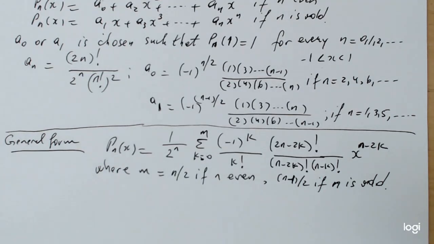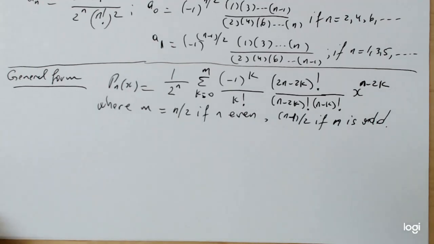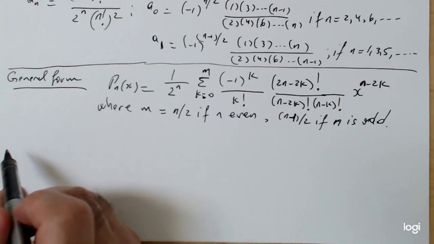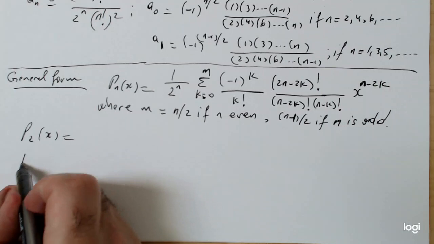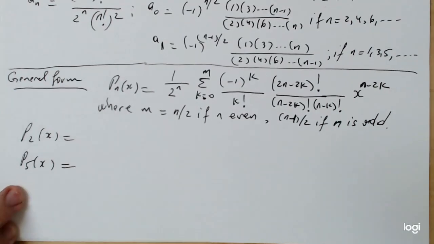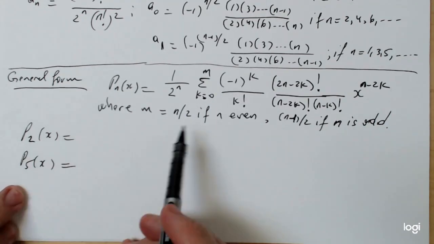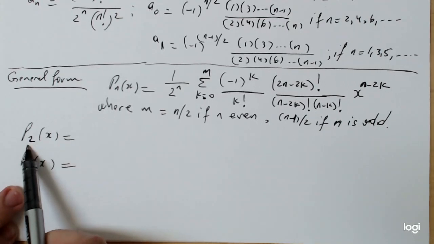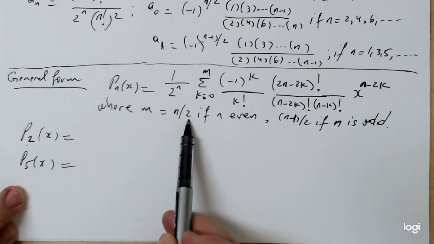Let's say someone asks you to actually come up with an explicit format for the polynomial for various values of n. So let's say someone says, tell me what is exactly P2 of x, what is P5 of x. It's just a matter of plugging in all of these terms here. So when n is 2, the summation goes up to 1, because m is 2 over 2, which is 1.